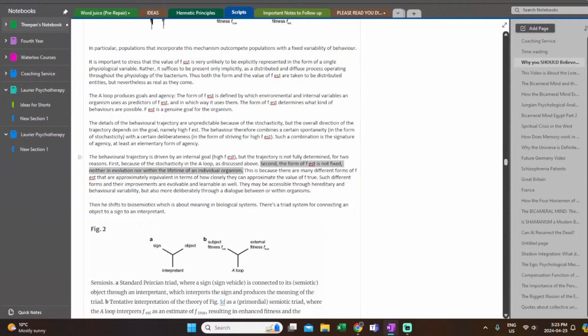Interesting. Okay, so it's constantly changing. So it's modifying itself using stochastic factors. Because there we go, because it's modifying itself. Okay, this is because there are many different, let me just highlight this.